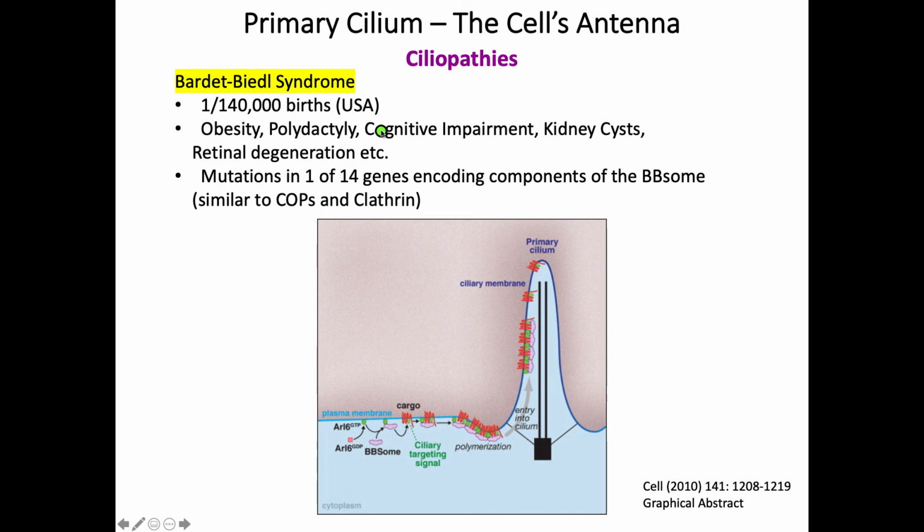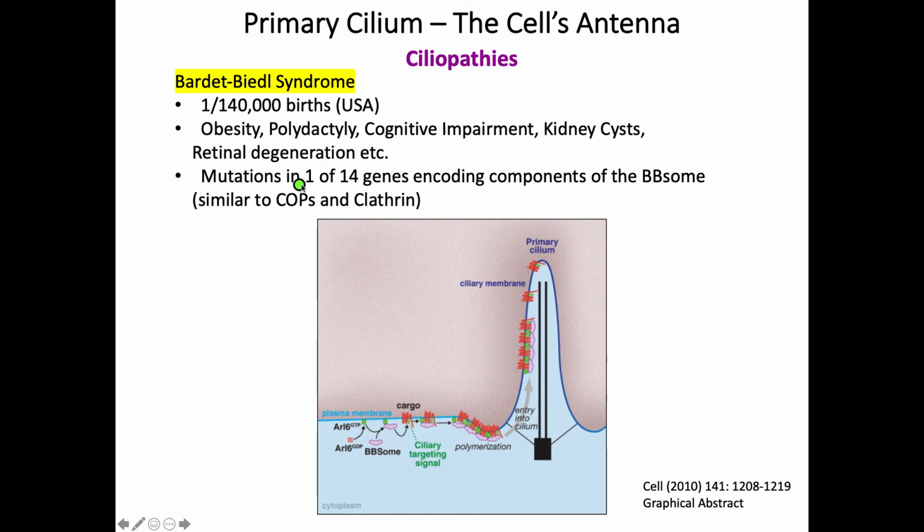Obesity, polydactyly, multiple, more than 5 digits in each hand or feet, cognitive impairment, kidney cyst, really a large number. These are just a few of a large number of problems, but still this is compatible with life. I said that in the lecture video, that still the person can live with this disease. This is important. Retinal degeneration.